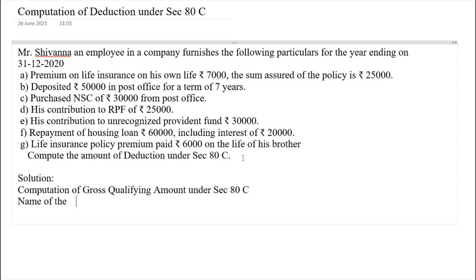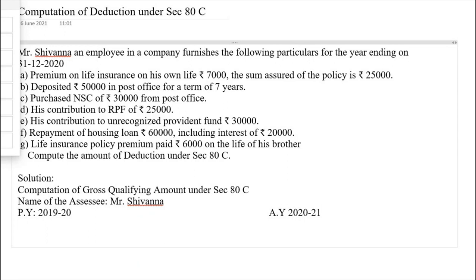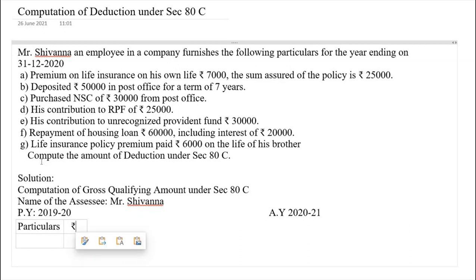Name of the assessee: Mr. Shivanna. Previous year 2019-20, assessment year 2020-21. Now let me insert two columns here: particulars, and this is what we call the amount column. So now let's begin here.